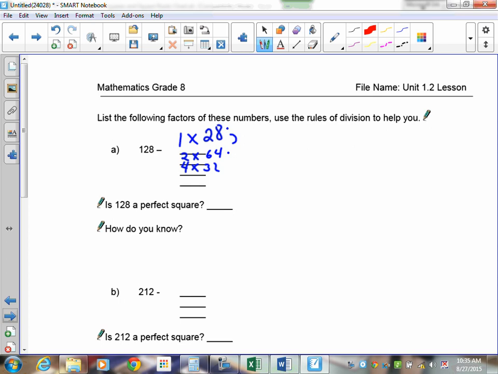Check 6, it won't work. Check 7, it won't work. Check 8, you'll find that 8 times 16, sorry. So 8 and 16. Now comes a little bit more work. You have to try 9, 10, 11, 12, 13, 14, 15. You'll find they all don't work.